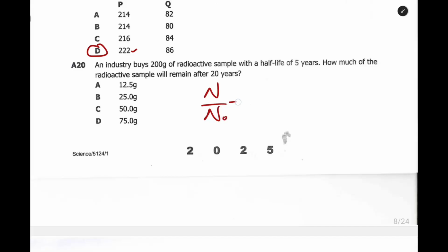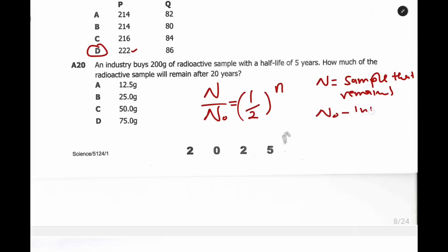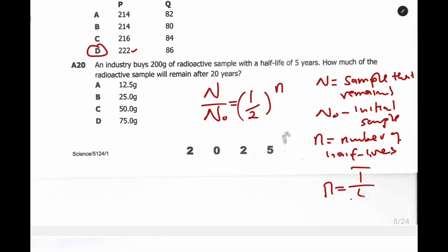That is equal to (1/2)^n, where N is the sample that remains. Then N₀ is the initial sample. Then of course n is the number of half-lives. Then how do you find the number of half-lives? Number of half-lives is equal to capital T divided by the half-life. So capital T is the time elapsed, or time that passed. Then this one is the half-life.